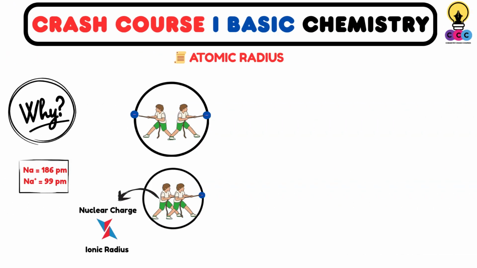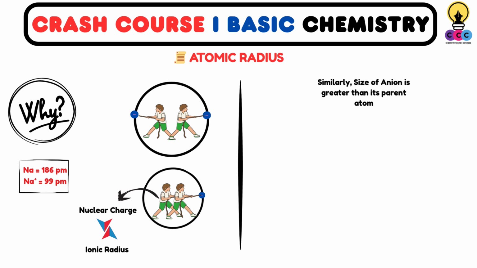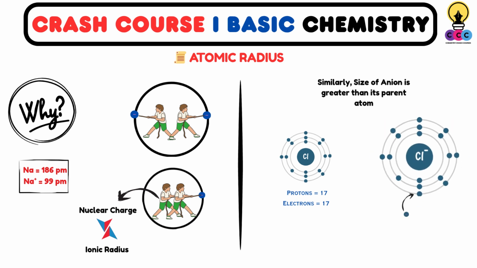Now a similar case is for anionic radius, but the results are opposite. The size of an anion is greater than its parent atom, and this is because of the increase in the number of electrons while the nuclear charge remains the same. In the case of chlorine, the chlorine atom has 17 protons and 17 electrons, while on receiving 1 electron, the number of electrons increases to 18, without any change in nuclear charge. Now 17 protons cannot maintain balance of force on 18 electrons. The size of the chloride ion increases. In comparison to the atomic size of chlorine, which is around 102 picometer, the ionic size becomes 181 picometer.